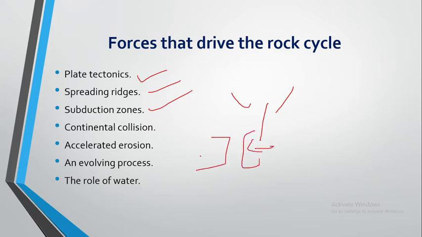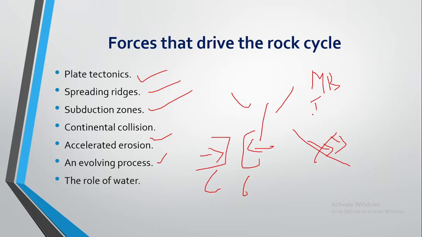So the collision of two continents is also a part. Then accelerated erosion, the erosional activities of an area, which indicates the movement of various debris. Then the evolving process, in the sense that it will be either metamorphic rock, or igneous rock, or sedimentary rock. Any of these comes under this evolving process.